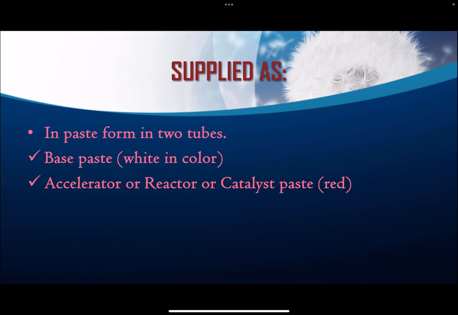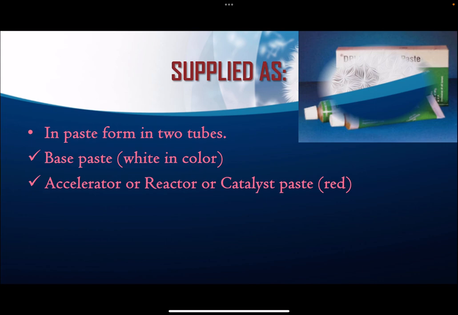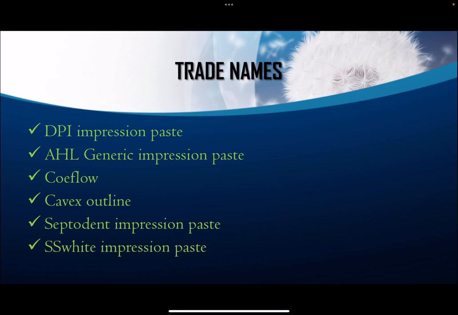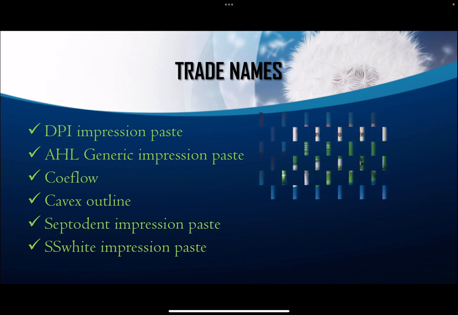It is supplied in two tubes in paste form: a base paste, which is white in color, and an accelerator or reactor or catalyst paste, which is red in color, as you can see in this picture. The trade names by which zinc oxide eugenol impression paste is available are DPI, AHL, CoFlow, Cavex Outline, Septodent and SS White impression paste.